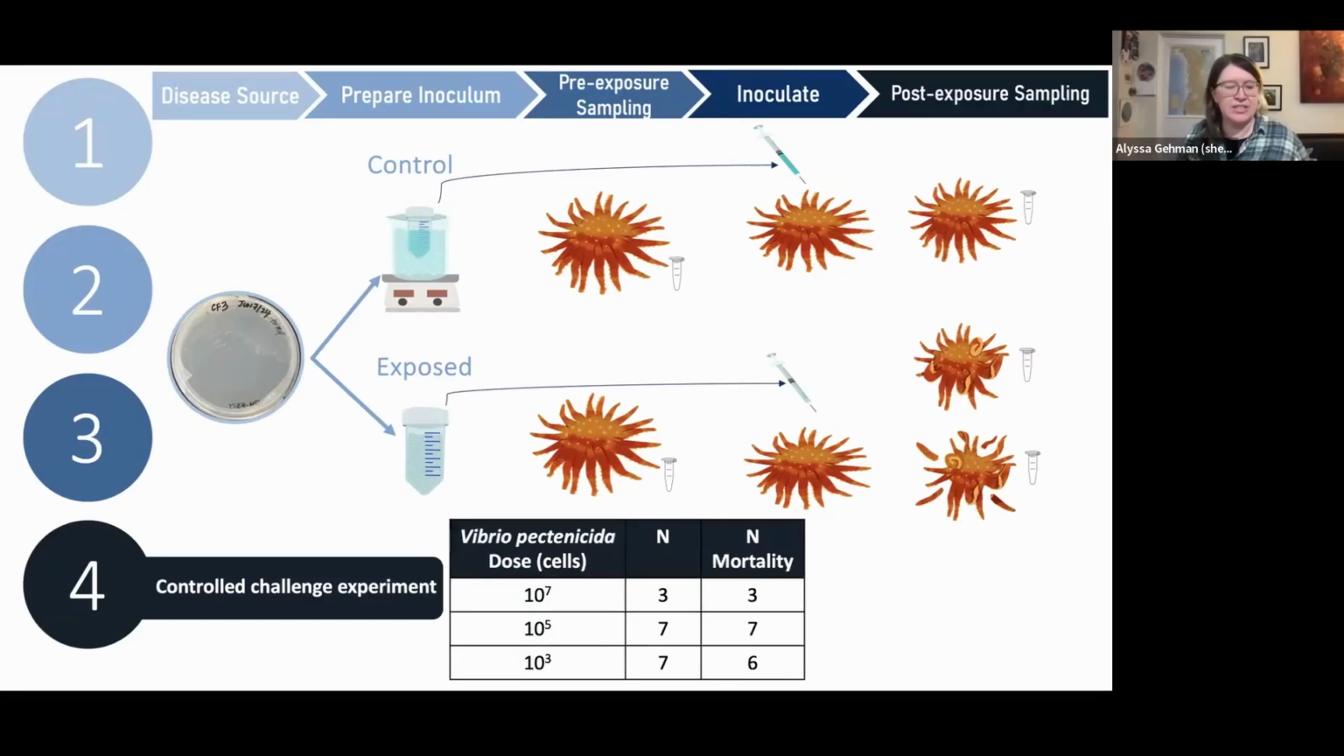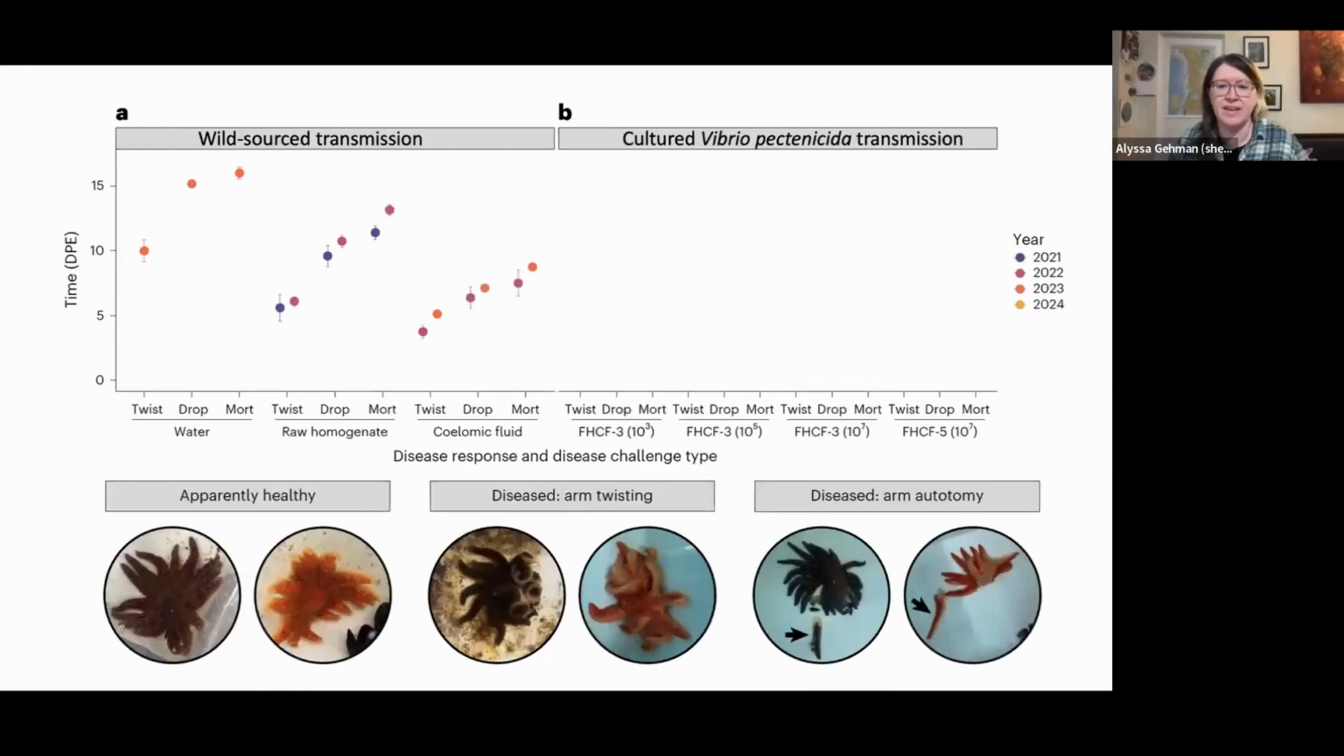Essentially, we had almost 100% mortality. We had 100% mortality in the two highest doses. In our lowest dose, we had almost 100% mortality. And so we're really seeing essentially the same response. So now this is confirming that VPEC on its own is a causative agent of these sea star wasting disease signs.